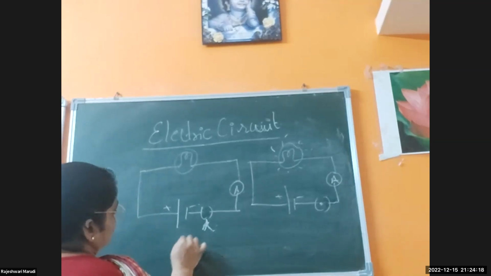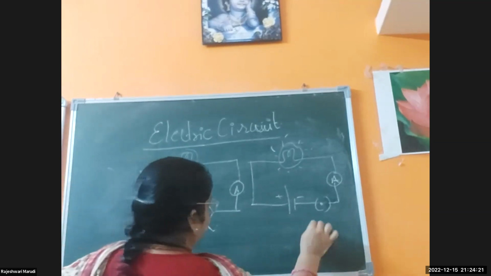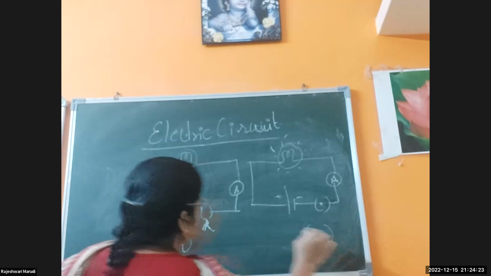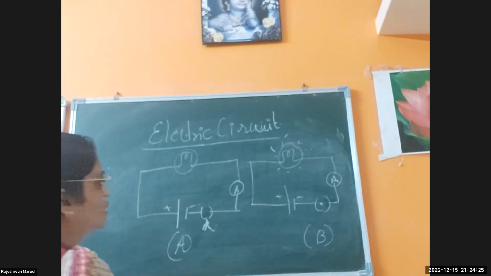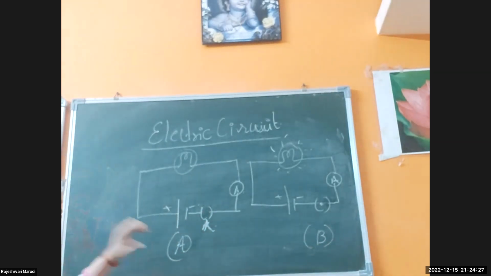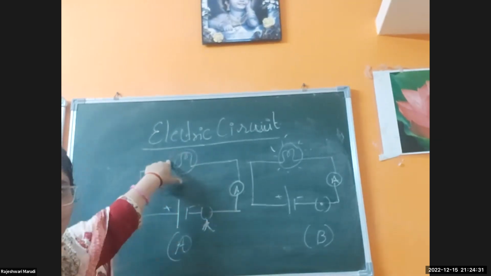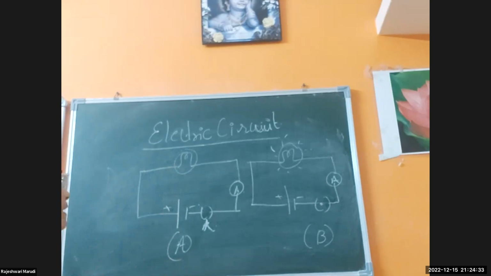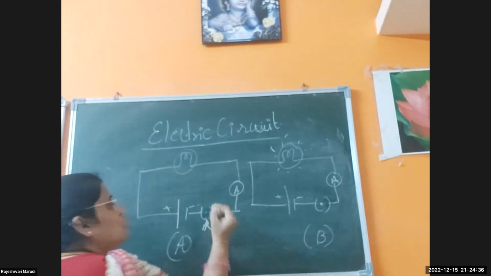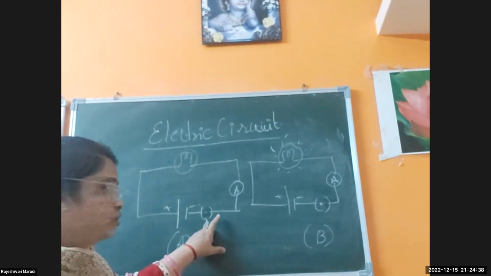Here I have drawn the two circuits. Let it be circuit A and let it be circuit B. See what all the things I have used: a cell, a switch, an ammeter, and a bulb. Here I put the switch off.